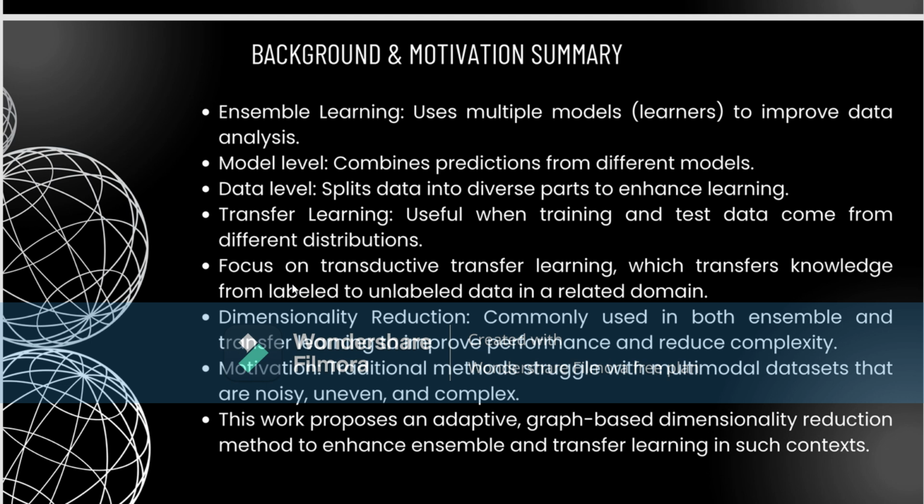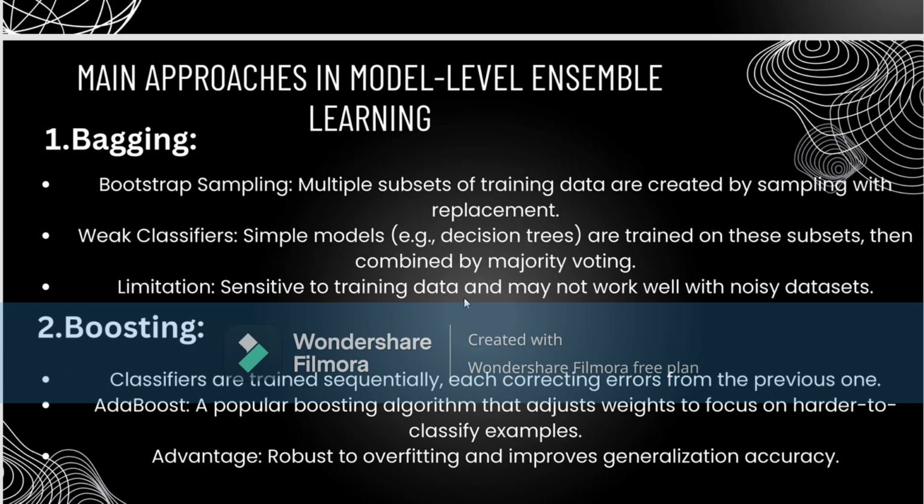We generally focus on transductive transfer learning, which transfers knowledge from labeled to unlabeled data in a related domain, where the domain is the same. Dimensionality reduction is commonly used in both ensemble and transfer learning to improve performance and reduce complexity. Our main motivation is that traditional methods struggle with multimodal datasets. This work proposes an adaptive graph-based dimensionality reduction method to enhance ensemble and transfer learning in such contexts.